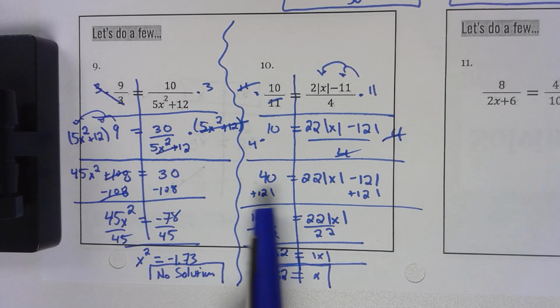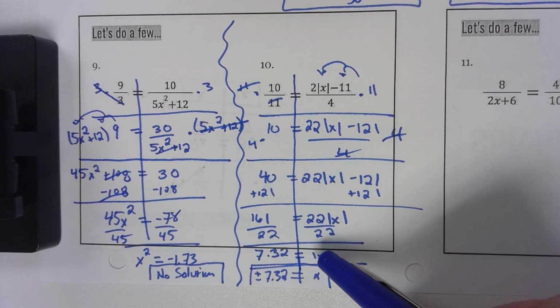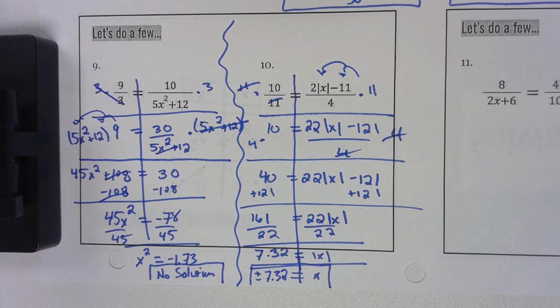Can add 121 to both sides. That's how I got 161 here. Equals 22 absolute value of x. Dividing both sides by 22 has us get the absolute value of x equals 7.32. And thus, x needs to be plus or minus 7.32.